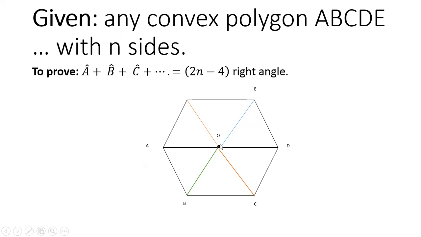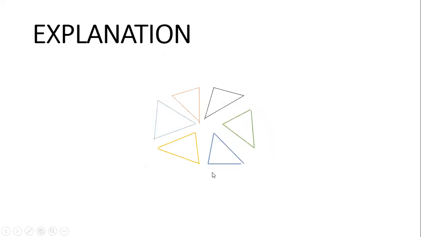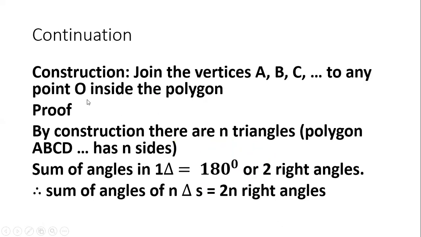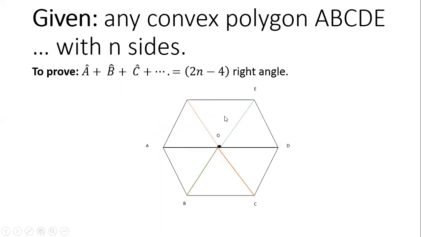To do that, we see that we have a center here and we have different lines. We are going to use that to explain this. So, construction: join the vertices A, B, C to any point O inside the polygon. That point O is the assumed center of the polygon. Let's go back and see that. That's O, and these are the lines coming to O from every vertex of all the sides: side A, side B, side C, side D, side E.